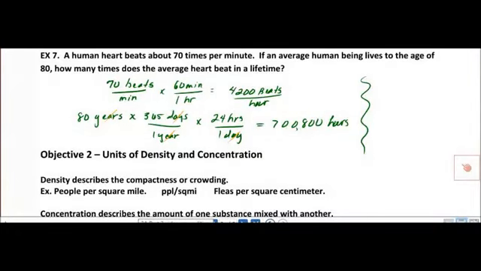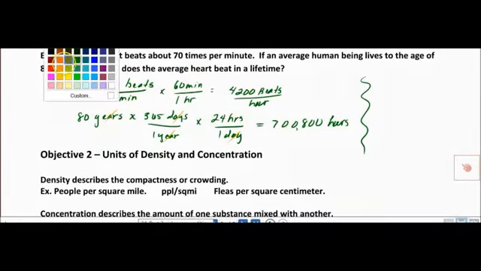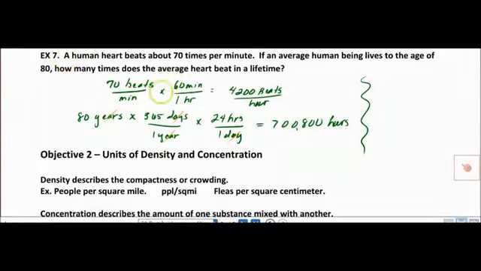I started with the 70 beats per minute, and I wanted to change that to hours, maybe to a larger unit. Let's see if it would help with my calculations. So 70 beats per minute times 60 minutes in 1 hour allowed me to cancel out my minutes and get this into terms of how many beats per hour. So the 70 times the 60 gives me 4,200 beats per hour.